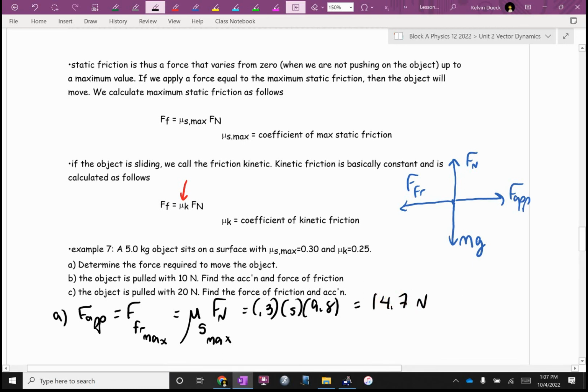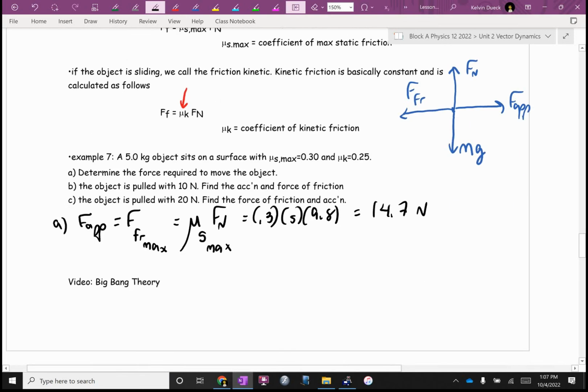Okay. What if I'm pulling less than 14.7? What'll happen? Nothing. Okay. So, A. Let's look at B. Let's look at B.